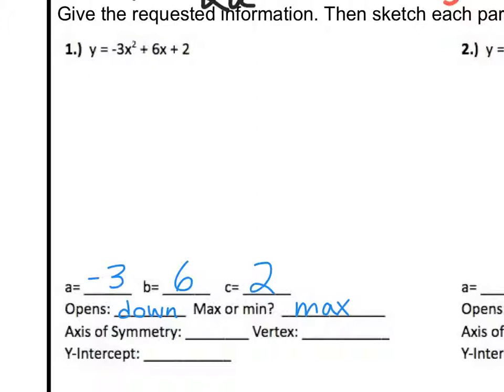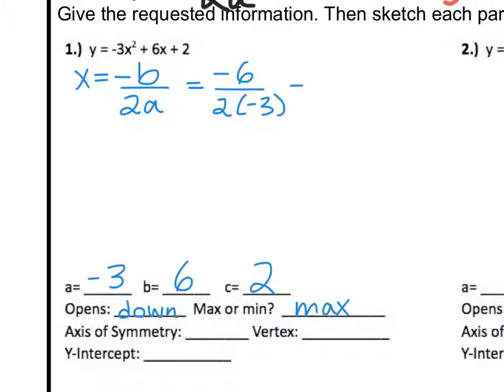Next, you have to find the axis of symmetry, and then you get the vertex. Axis of symmetry is x equals negative b over 2a. That's your formula to get it. So negative b, so negative 6, over 2 times a, 2 times negative 3. And write it out. I know some of you think you're better than that, but you're not.